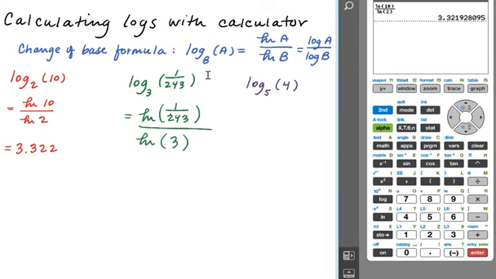Now I'm going to just, again, bring in the fraction bar. I'm going to do natural log of 1 over 243 divided by the natural log of 3. And that's -5. So that's great. Let the calculator do the work.